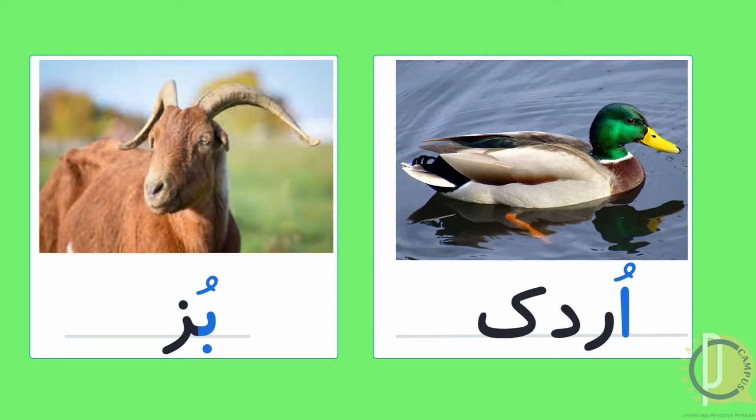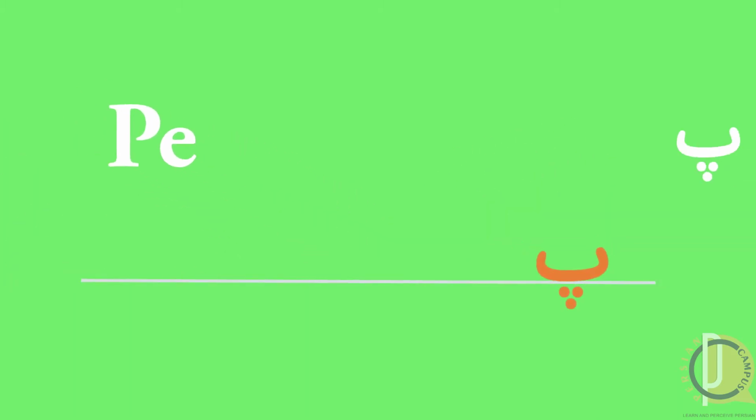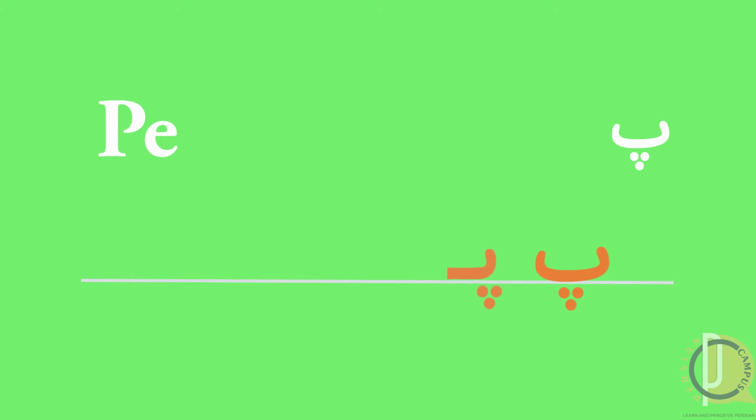Boz means goat. Next one is pe. Pe with two forms, the big one for the final and the small one for the beginning and middle position. The sound is p, as in pop, and par.